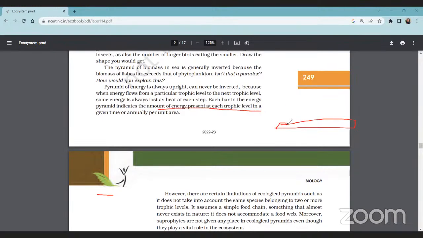How much energy is present in a particular area at a given time is shown by this bar. By the length of this bar, we can identify how much energy is present in that trophic level at a particular time.